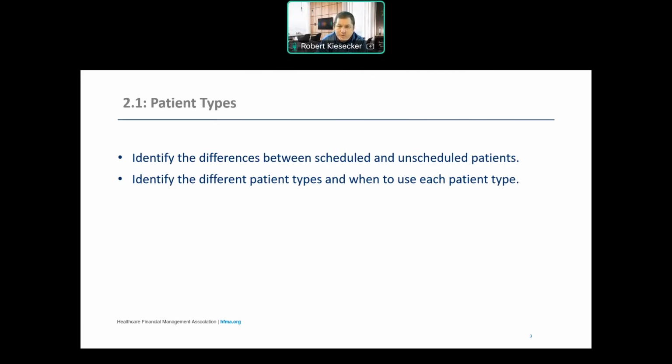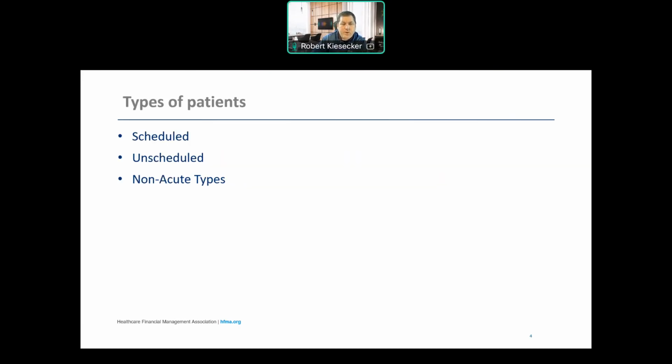We also need to identify the different patient types and when to use each patient type. This can vary in reporting. This can change how we're going to staff, and it's important that you understand how this impacts either your facility or the facility that you're going to be working for. The types of patients: we've got scheduled, unscheduled, and then we've got non-acute types.